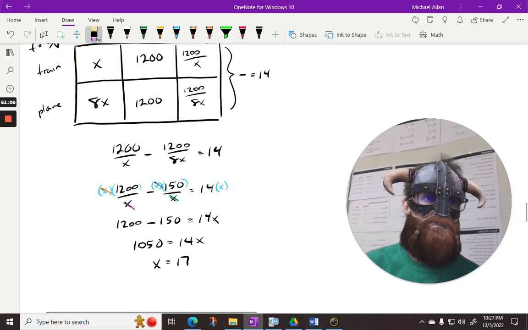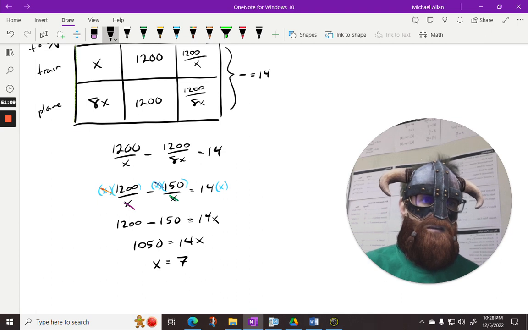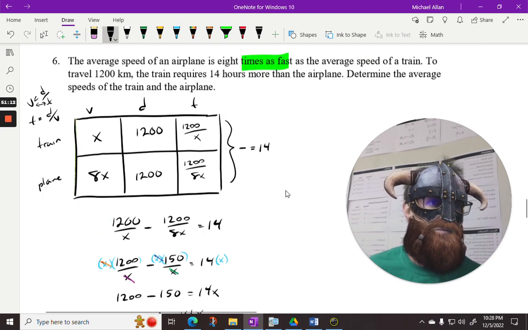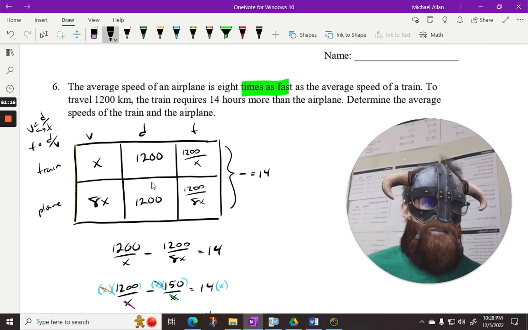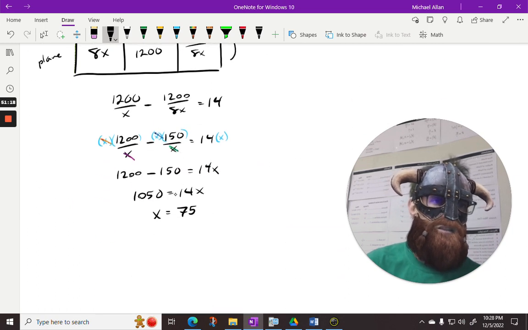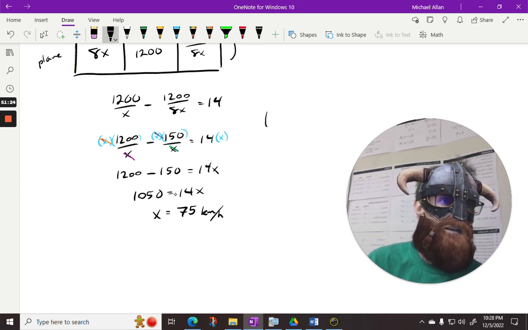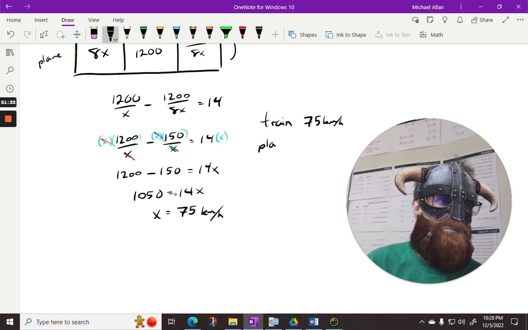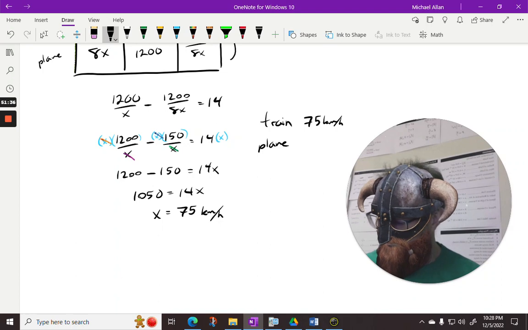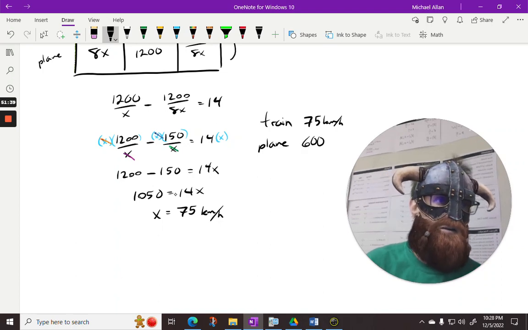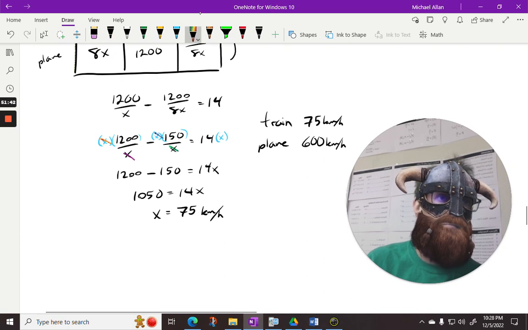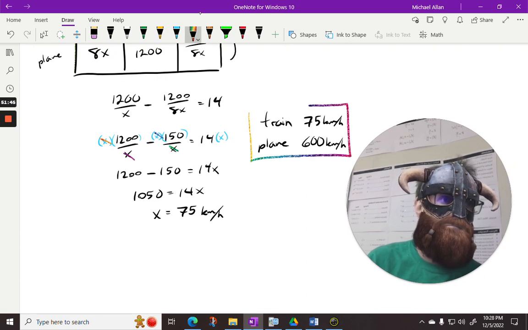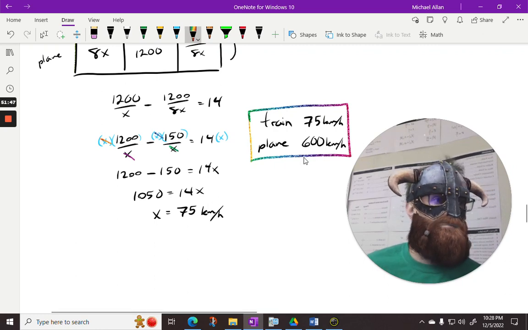It said 75 and then I wrote 17. 75. Okay, so I'm just going to go back and double check my units. The distance is in kilometers, the time is in hours, so this is going to be kilometers per hour. That's how fast the train is moving. So on the side here, I'm just going to write down a little bit of paraphrasing. My train travels 75 kilometers per hour, and my airplane travels 8 times that. So it's going to travel 600 kilometers per hour. There we go. Looking good.